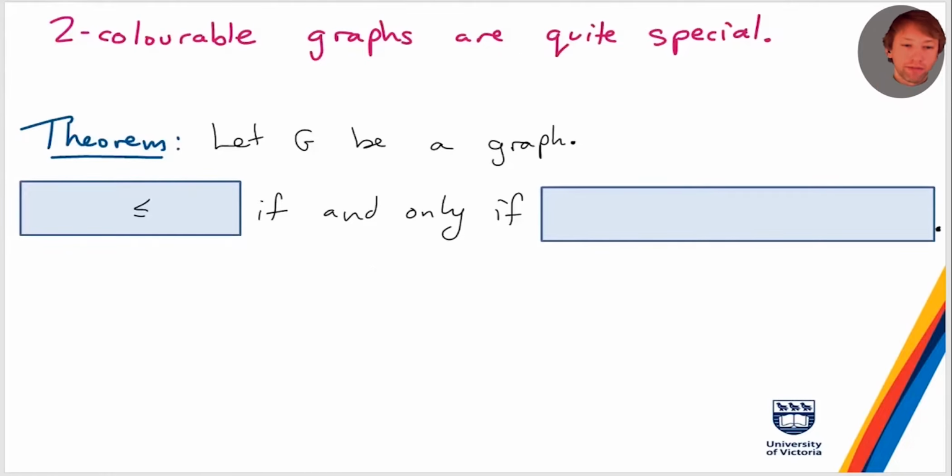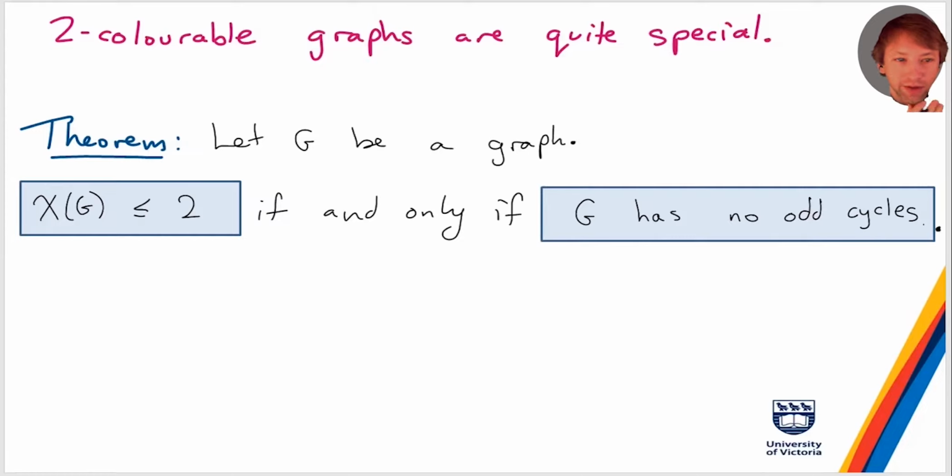Okay, so graphs like the one I showed you on the previous slide, graphs that have a coloring with two colors, are quite special, okay? So that's what we're going to focus on in the next few slides. What I'm going to prove is that a graph G has a coloring with two colors, or in other words, chi of G is at most 2, if and only if G has no odd cycles. I think it's an interesting theorem which classifies the graphs that you can color with two colors.